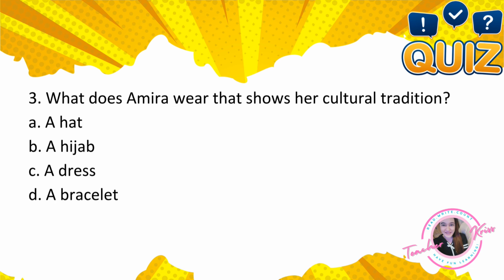Number 3. What does Amira wear that shows her cultural tradition? A. A hat. B. A hijab. C. A dress. D. A bracelet. All right. The correct answer is letter B. A hijab.